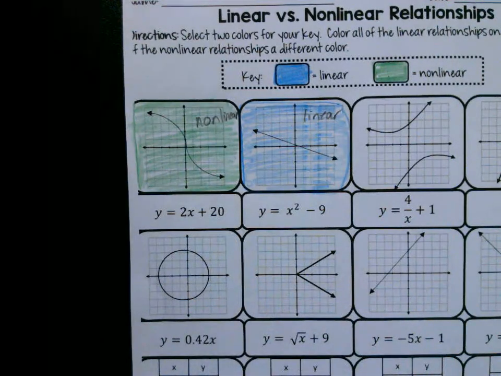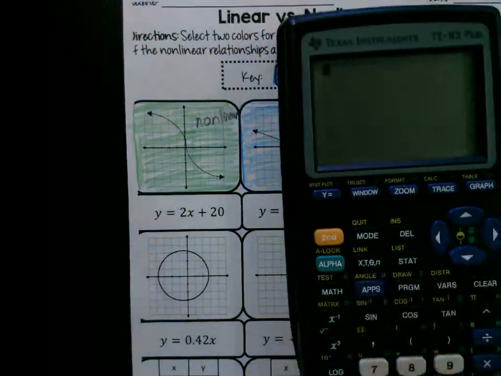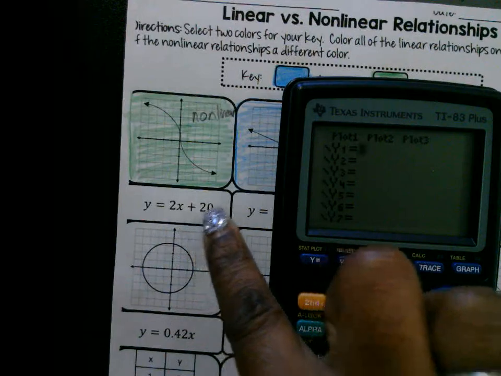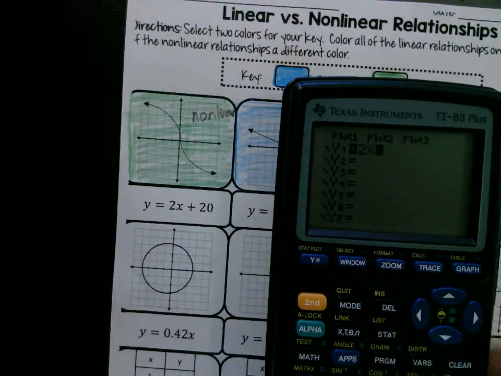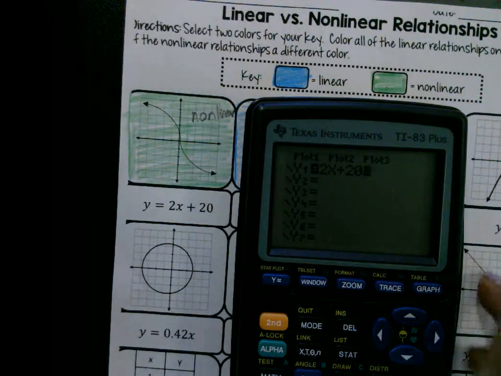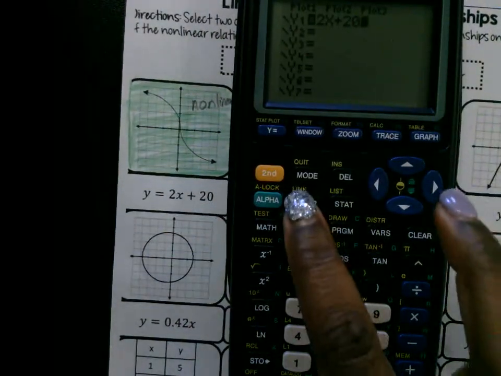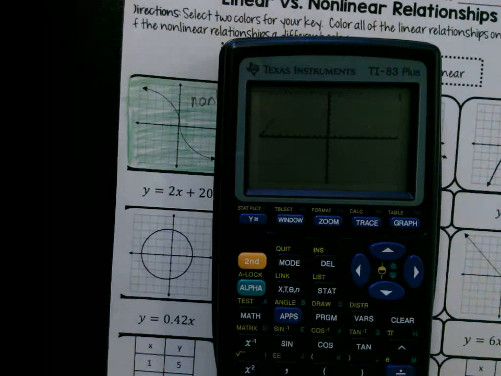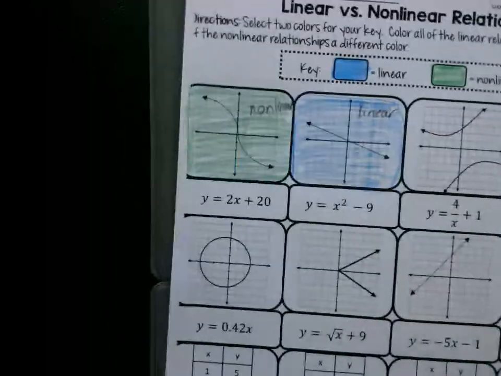All right, let's graph it. It's linear. Go to y equals, and let's type in 2x plus 20. Make sure you know how to type this in. Go to y equals, please. Where is the X button? Beside the alpha. Very good. So now press graph. Is this a straight line? Yes, it is. So since this is a straight line, it is linear.